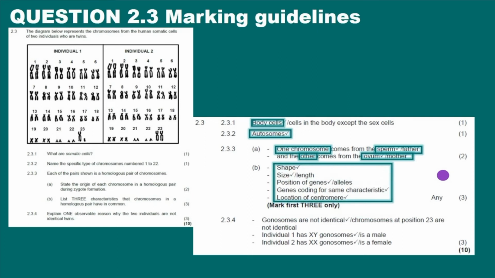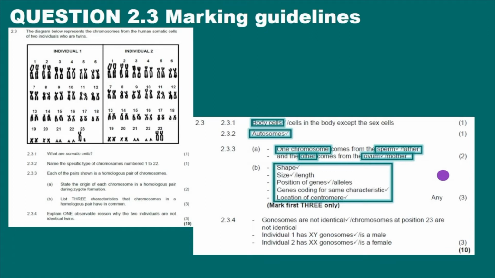They will have the same shape, the same size or length, the position of the genes, so the alleles, the locus where I find the alleles will be the same, and then genes coding for the same characteristics, and then also the location of the centromeres. Again, I will only mark the first 3.